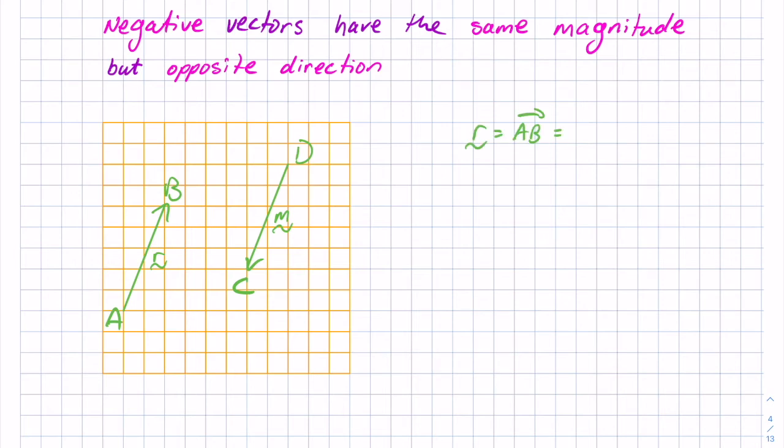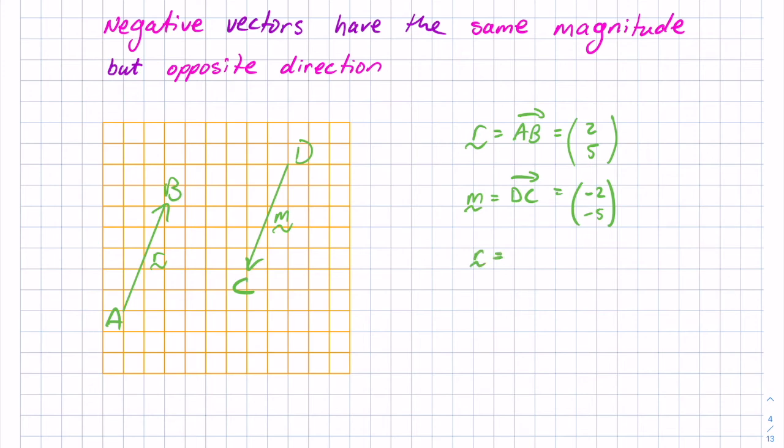Now if I write that as a column matrix, that is 2, 5. So it goes across 2 and it goes up 5. M is equal to DC. The direction is that way. If I write that one as a column matrix, it's -2 and -5. So always the horizontal first, then the vertical.